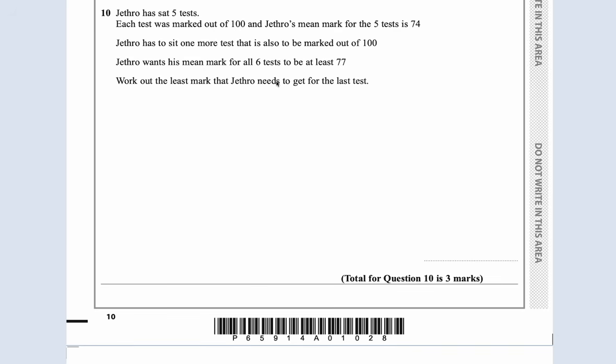Okay, this is a combined mean question, guys. He got a mean of 74 in his first 5 tests. So he now has 6 tests, okay? So we're going to divide by 6. He wants his mean to be at least 77, so let's just make it equal to 77. So his total divided by 6, because there's now 6 tests, has to equal 77.